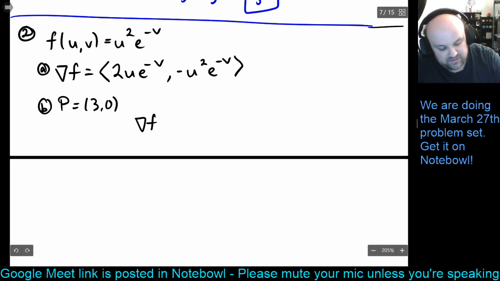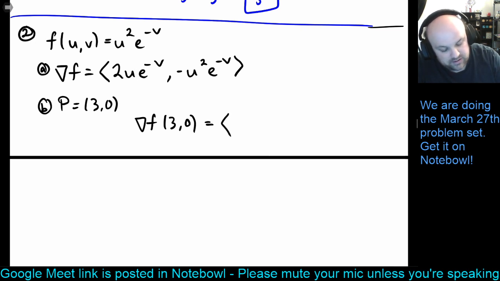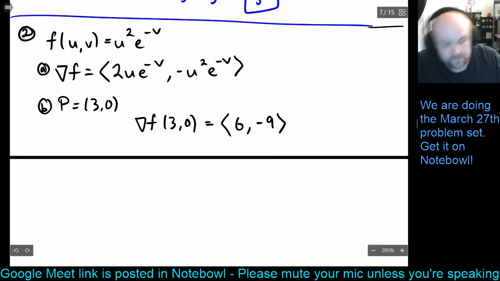So the gradient of f at (3, 0) is, so we get 2 times 3 times 1, 6. This is -3 squared times 1, so -9. Right?